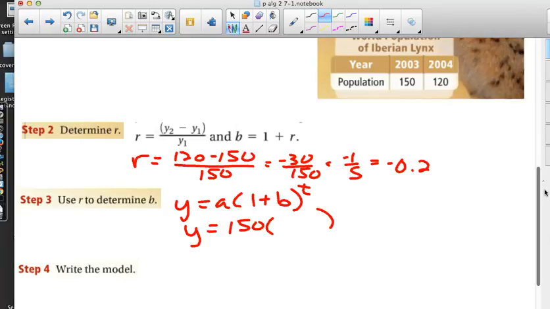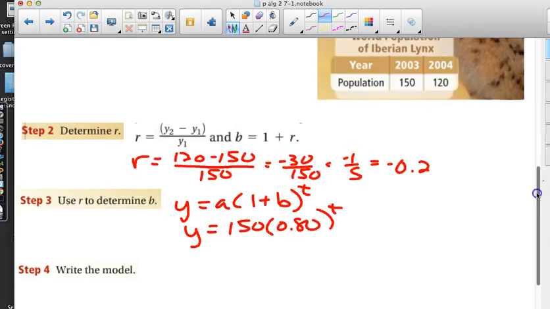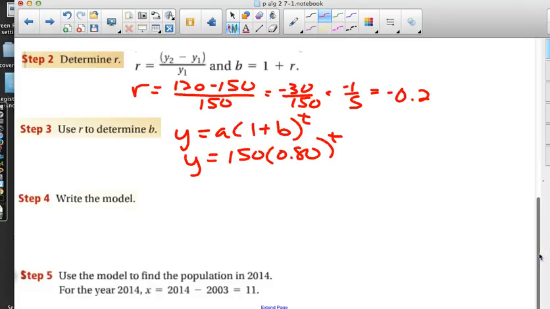1 plus a negative 0.02 would be 0.80. And the good news is they were keeping 80% of the population each year. Bad news is they're losing 20%. And you can only go so low with something like an Iberian lynx. So there's our model. And we wanted to know, what was it in 2014?